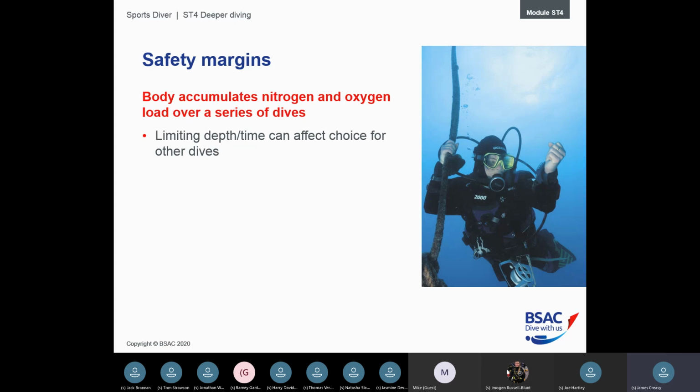It can affect the choice of other dives. So if you do your deeper dive in the morning, your tissue code might then mean you haven't got enough gas to have a dive long enough to see the next site. Or you might not be able to go deep enough to see the next site. So it's just a good thing to bear in mind. Because the accumulation of nitrogen and oxygen can limit what you can do. Always do your deepest dive first.